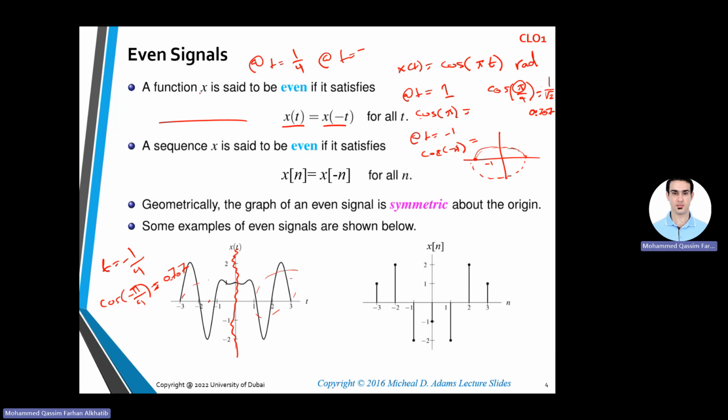And if you remember the drawing of the cosine, it starts from 1, something like this. So it is a mirror image of itself over the y-axis. Similar thing, I'm going to focus on the continuous domain because whatever we apply here is applicable in discrete. So for an even sequence, x of n equals x of negative n. So it is symmetric around the y-axis.